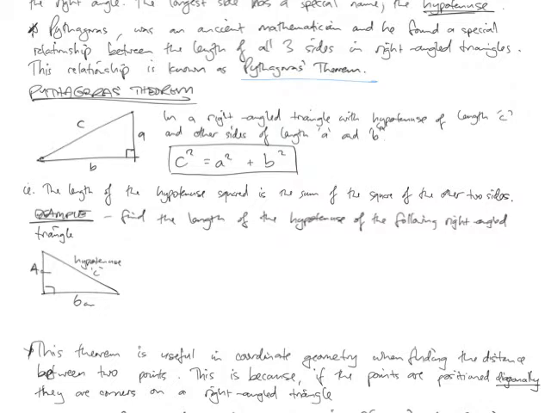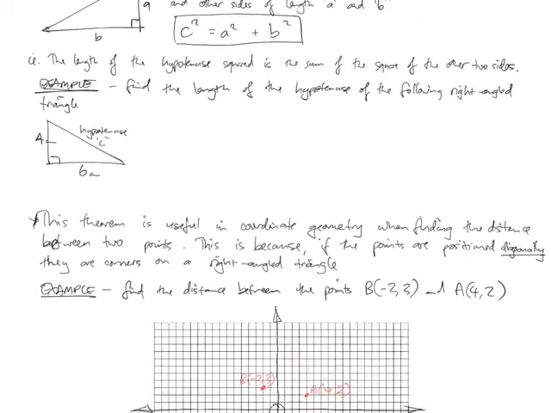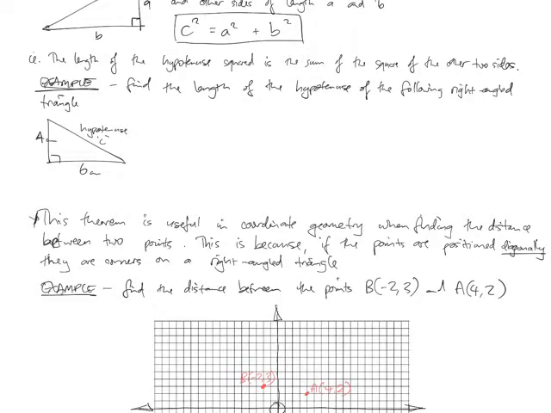So let's do an example here. Find the length of the hypotenuse of the following right angled triangle. Here we have a right angled triangle with one side 4 centimeters, the other side 6 centimeters, and we're trying to find the hypotenuse. So the hypotenuse, we'll call it C squared, is going to be the same as A squared, or 4 squared, which is one of the sides, plus the other side squared, which is 6 squared. I still don't know what C is, so leave that.